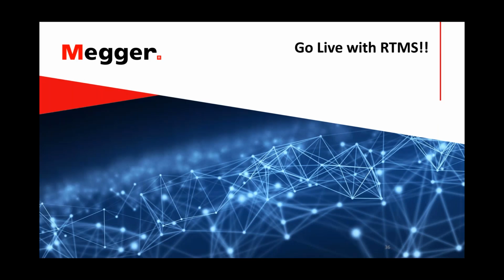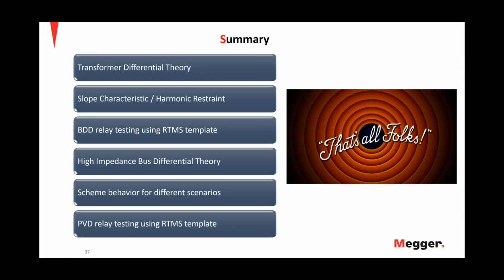Let's go back to the presentation and wrap up with this summary here. So today what we discussed is David went over the transformer differential protection, the operation and the principle. He also discussed how the scheme behaves for an internal fault and an external fault. And we discussed the slope characteristic. We defined the slope characteristics and discussed the harmonic restraint testing. And David did show how you can use the RTMS template, the PDD template, to test that relay.